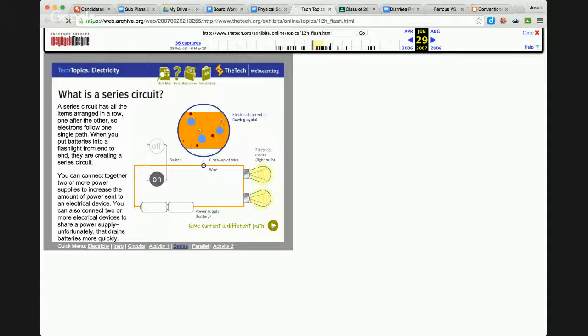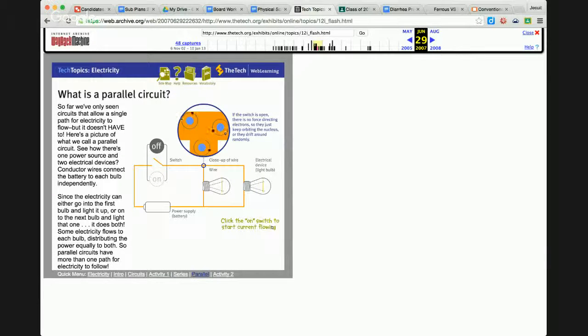If we look here, if I click the forward button, and you guys can do this too, then what you'll see is, again, we have an open circuit. It's not closed with the on button, and you can see that those electrons are just still hanging out with their atoms. But as soon as we do, now all of a sudden both light bulbs light up, and you can see though that the electrons are traveling on two different paths.